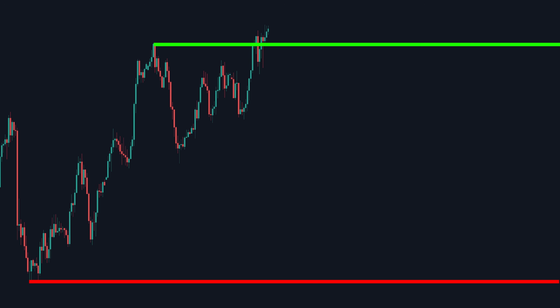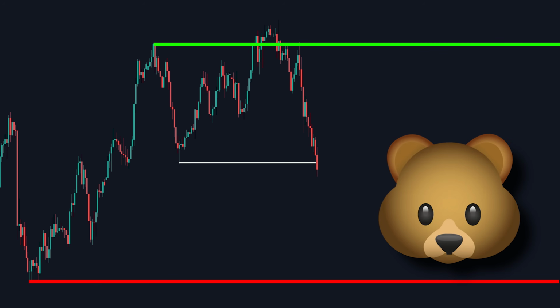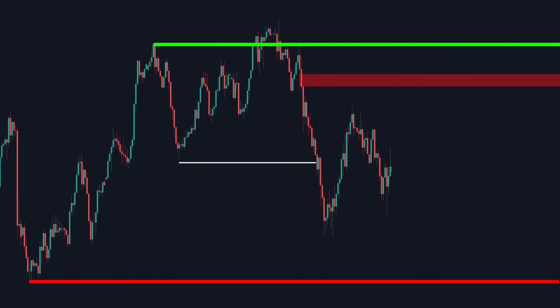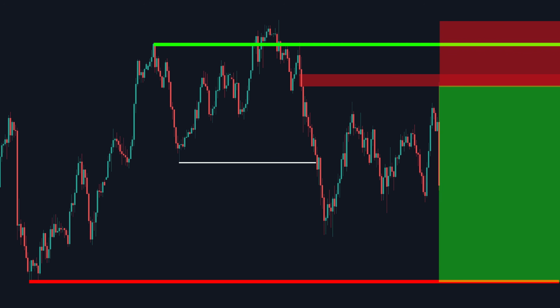Step number 3, wait for a break of structure directly after the liquidity grab. In this case, the break of structure must happen below the liquidity, and again, the candle must close below the break of structure. Next, we mark out our bearish fair value gap. Wait for price to come back up to it, set our stop loss above the highs, set our take profit at the previous day's low we marked out before. And again, we got an easy winning trade.